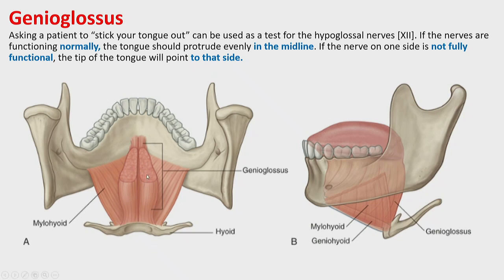The genioglossus. Here is the genioglossus. For the examination of this muscle, you just ask the patient to pull out his tongue from the mouth, or protrude the tongue. And you can check the function of the muscle and the function of the hypoglossal nerve. Normally it protrudes in the midline, but if one side is not working, the tongue is deviated to the paralyzed side. Be careful, it deviates to the paralyzed side.